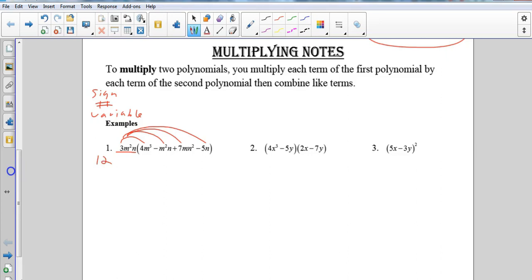Now we deal with our variables. M squared times m cubed is m to the 5th. Negative 1, remember. So that's going to be negative 3. M squared times m squared is m to the 4th. N to the 1 times n to the 1 is n squared. Next, 3 times 7, 21. M squared times m to the 1st is m to the 3rd. N to the 1st times n to the 2 is n to the 3.